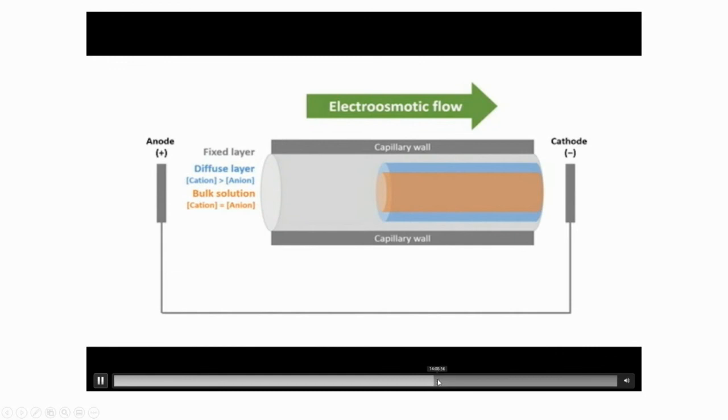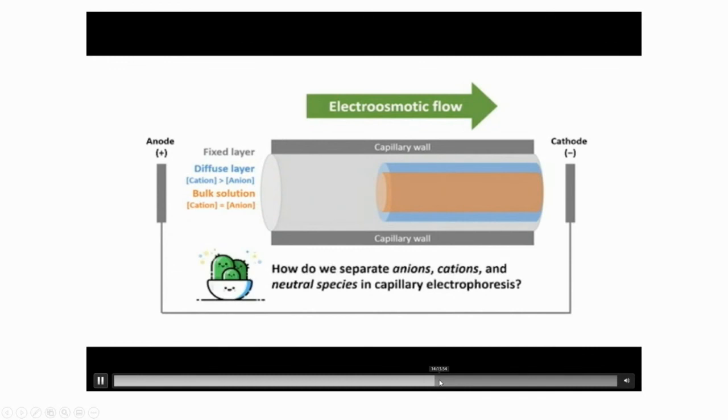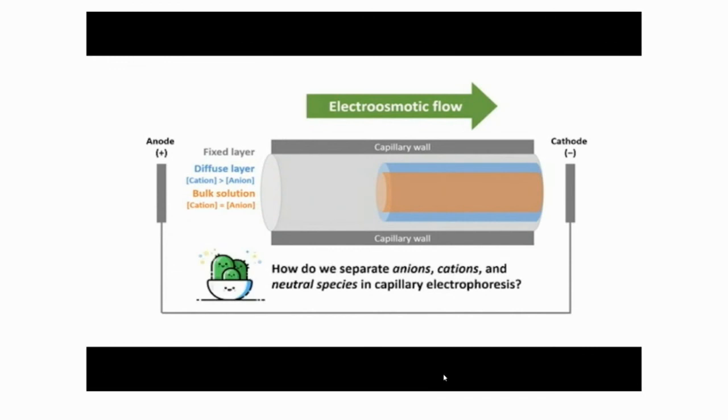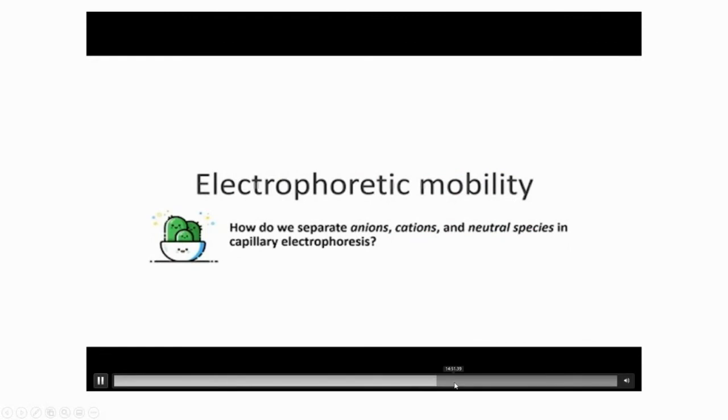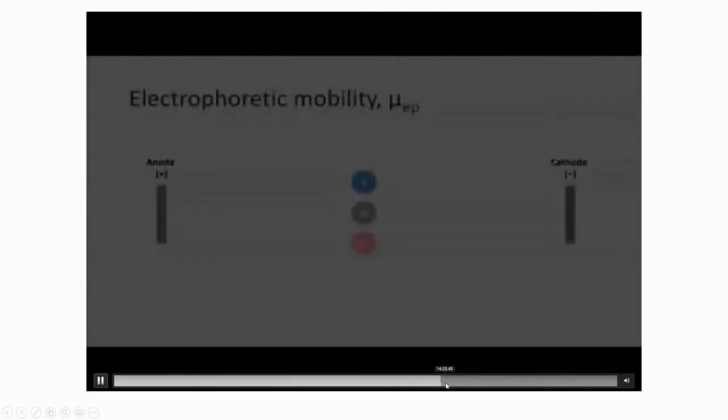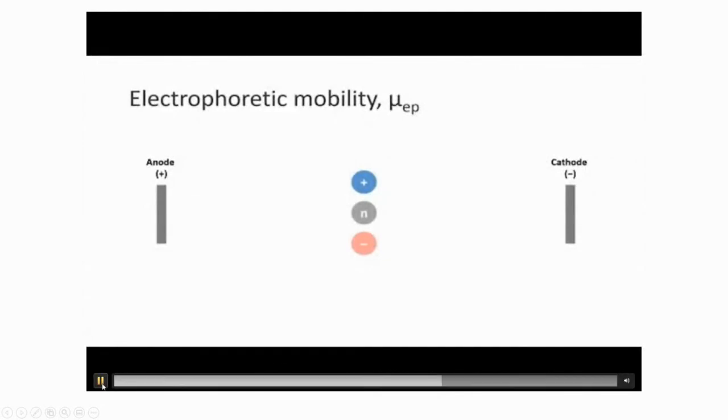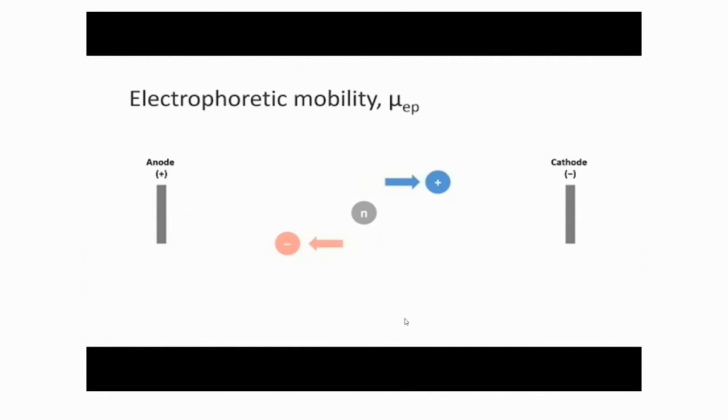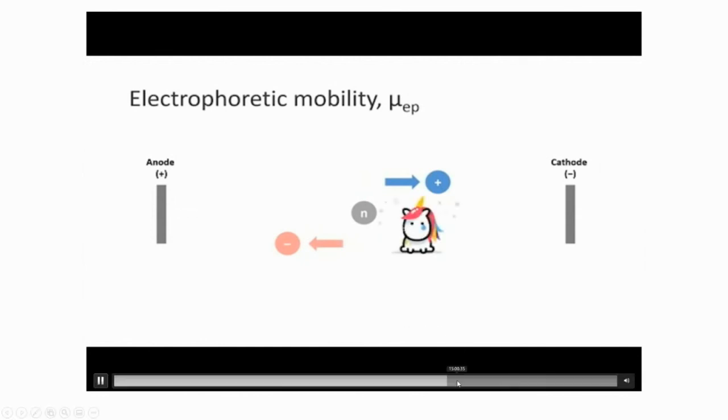So the next question we need to ask is, how do we separate anions, cations, and neutral species? When the voltage is applied across the capillary, the cations will be attracted to the negatively charged cathode. The anions will be attracted to the positively charged anode, while the polar neutral species remain stationary. Since neutral species are not charged, they won't be affected by the applied electric field.